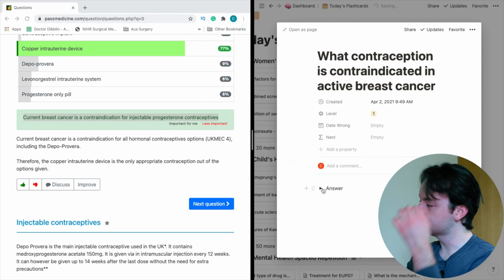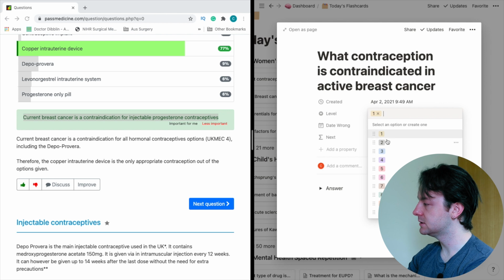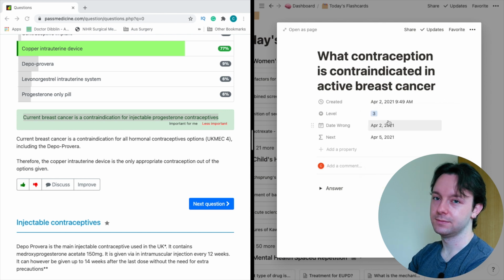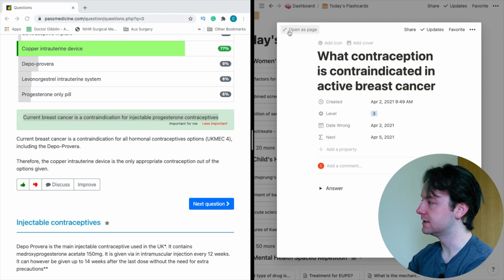Great. Now, because I got that question right, what I'm going to do is a little bit cheeky. I'm going to say that I got that wrong today, but I'm going to put it on like level 3. I already got that question right today. I was fairly sure about it. So I don't really think I need to have a look at this topic again for another few days. So I'm just going to set that to level 3, and it's not due today.